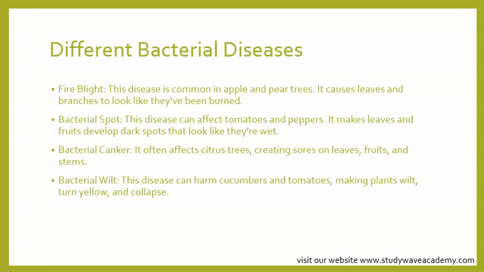Different bacterial diseases. Fire blight. This disease is common in apple and pear trees. It causes leaves and branches to look like they have been burned by fire. This disease can spread through insects, rain, or contaminated equipment. Okay?